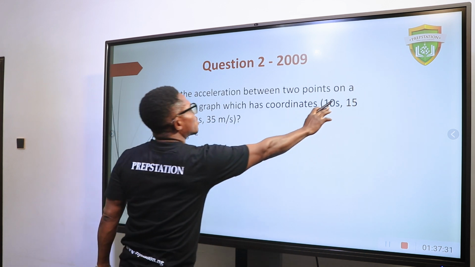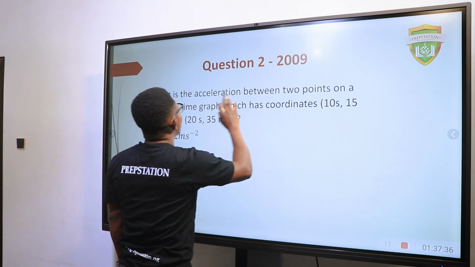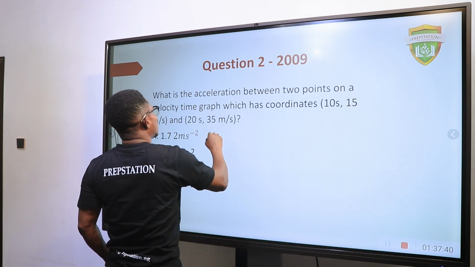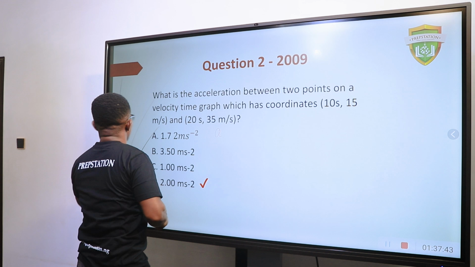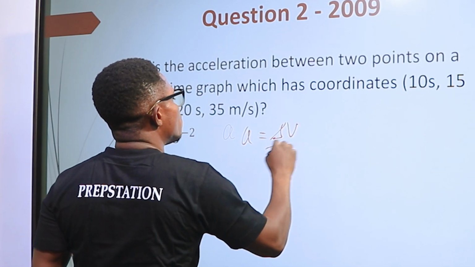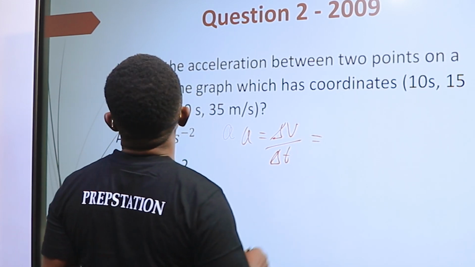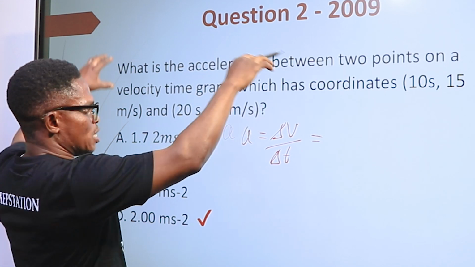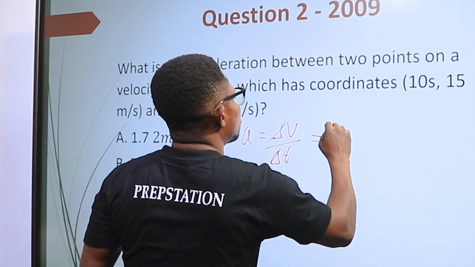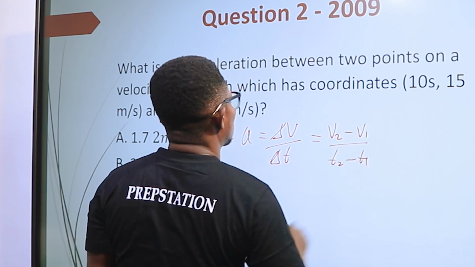Here you have the first coordinate, call this 1, call this 2. So this is initial and then this is final. Okay, let me just do it. So you have acceleration A is equal to change in velocity over change in time. So what is the velocity here? We have the first coordinate 10, 15. We have the second coordinate 20, 35. So this means V2 minus V1 over T2 minus T1.